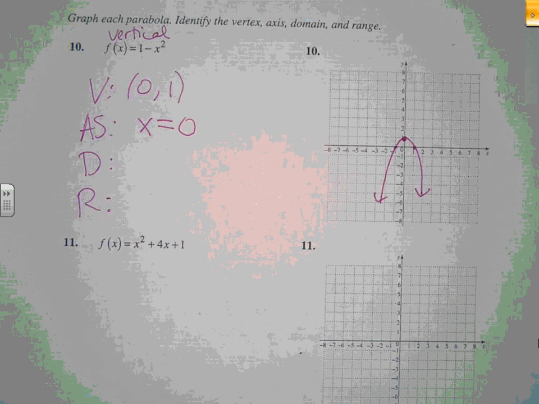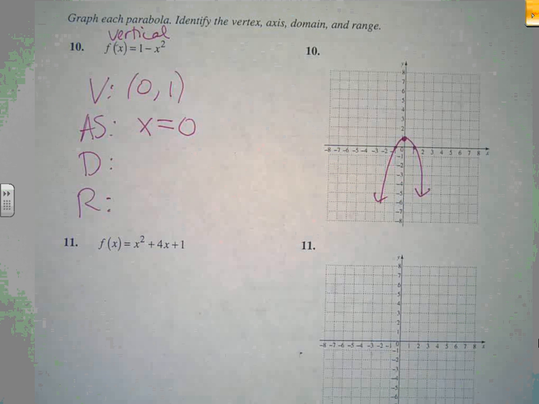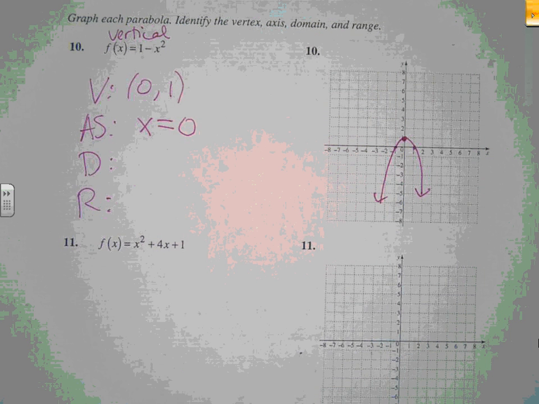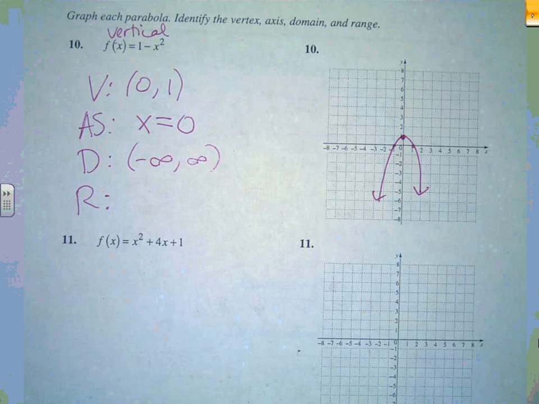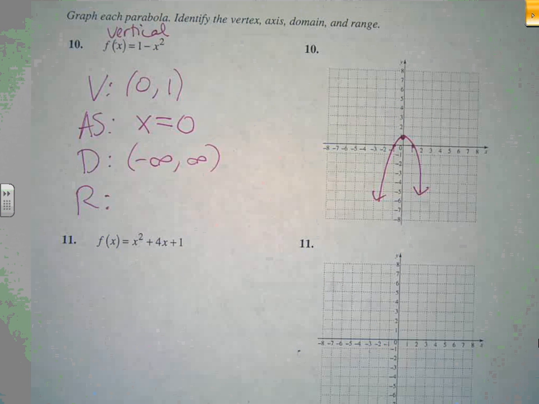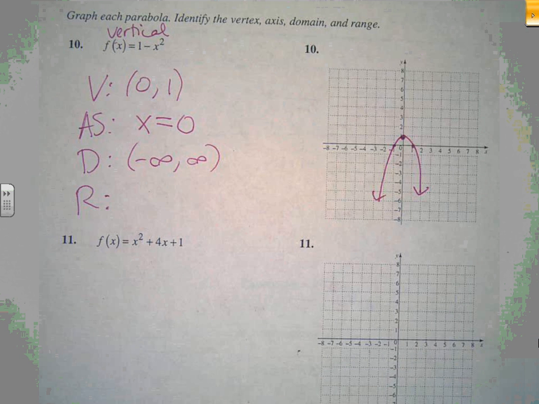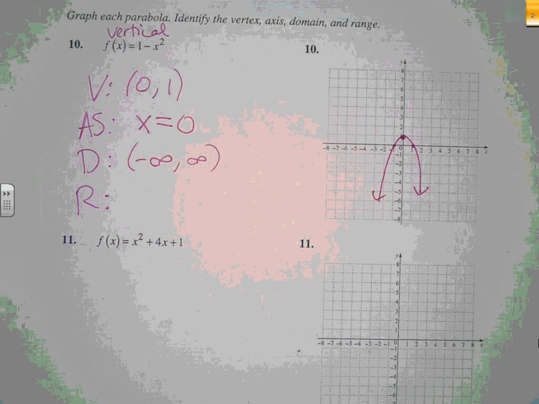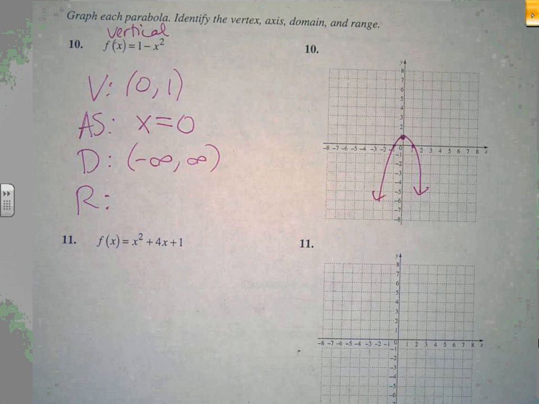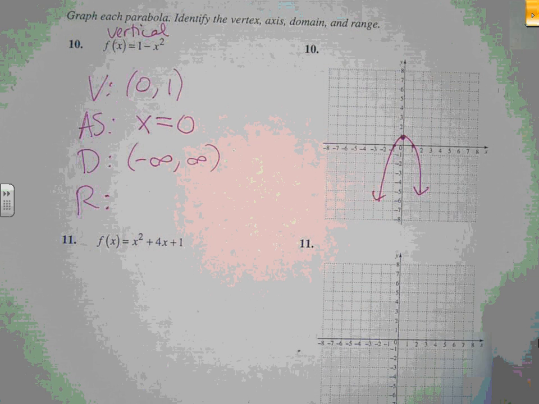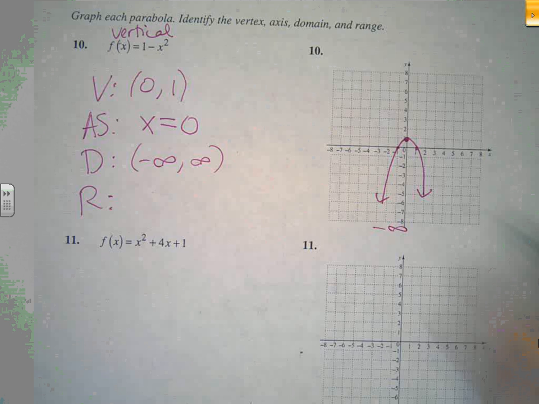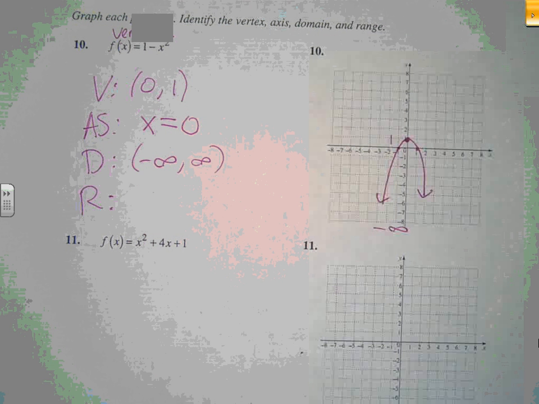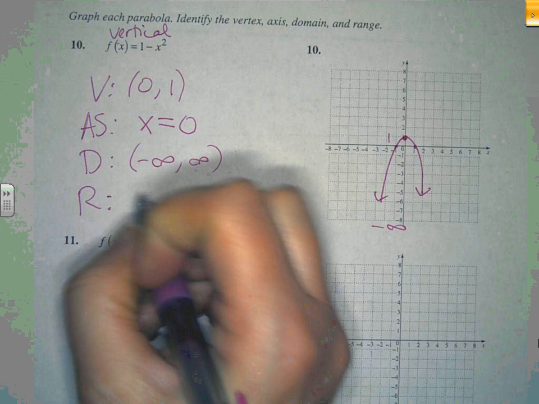Okay, do you remember what the domain is? Yep, negative infinity to infinity. Told you it was always that way. The range is not negative infinity to infinity. Where does the range start? 1. Yeah, so it's 1 and it goes down. So at the bottom's negative infinity. This is 1. You usually write it from smallest to largest, so negative infinity to 1.